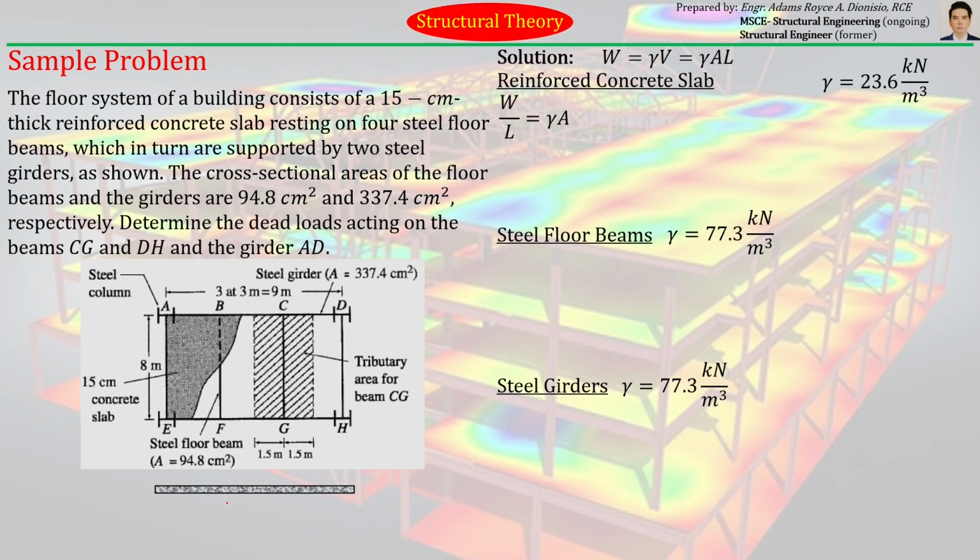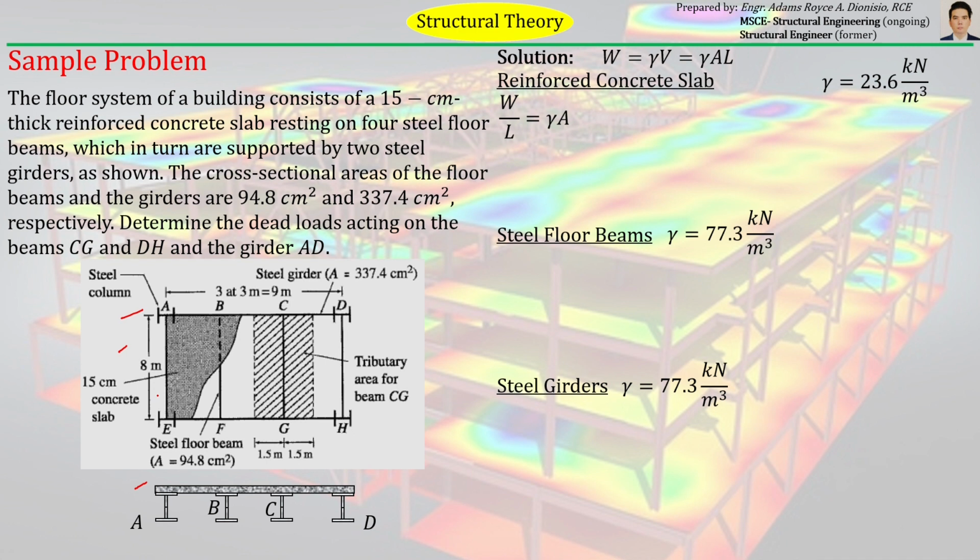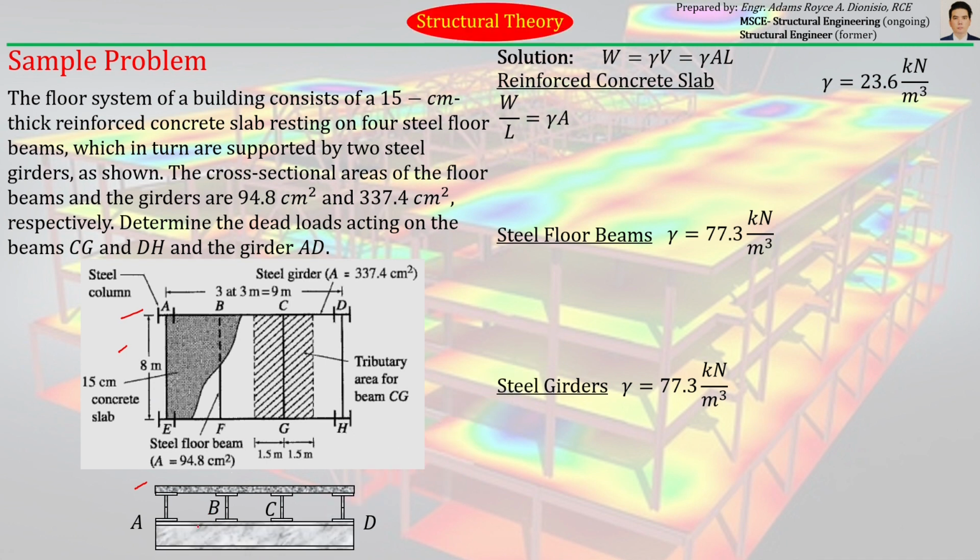So itong reinforced concrete slab na to, this is just the elevation view of this floor plan that we have here. Okay, so kagaya ng dinrawing ko kanina, according to the problem, this reinforced concrete slab is being supported by 4 floor beams, which are this. Okay, at points A, B, C, and D, if we will be referring to this portion of the floor. Okay, and then in return, those 4 floor beams are being supported by girder AD. So ganito yung itsura nila kung titignan mo siya sa elevation view.